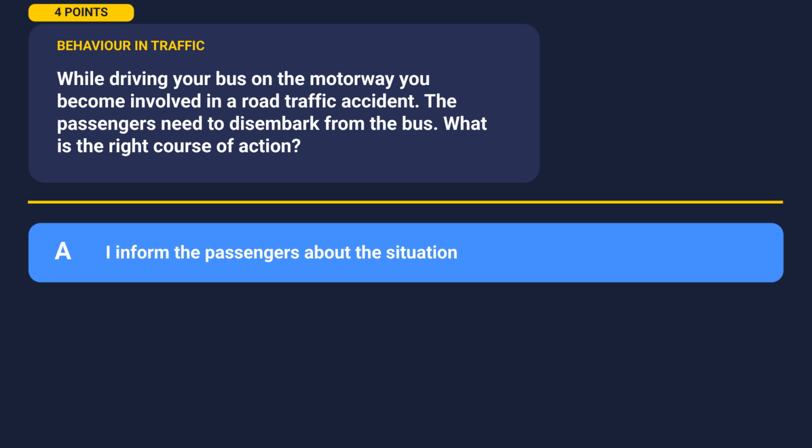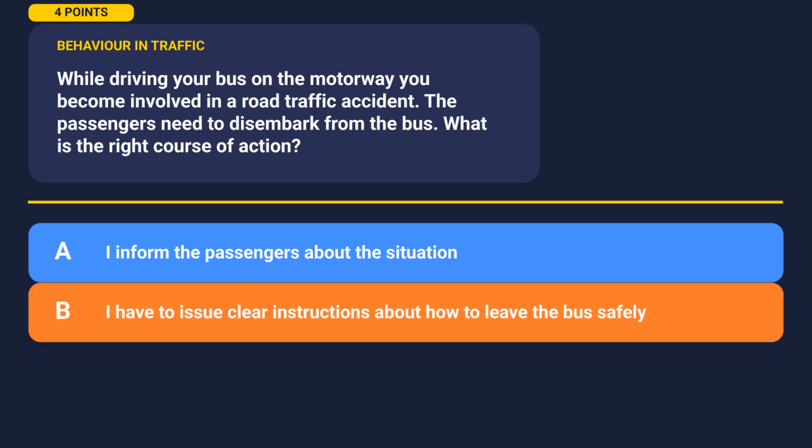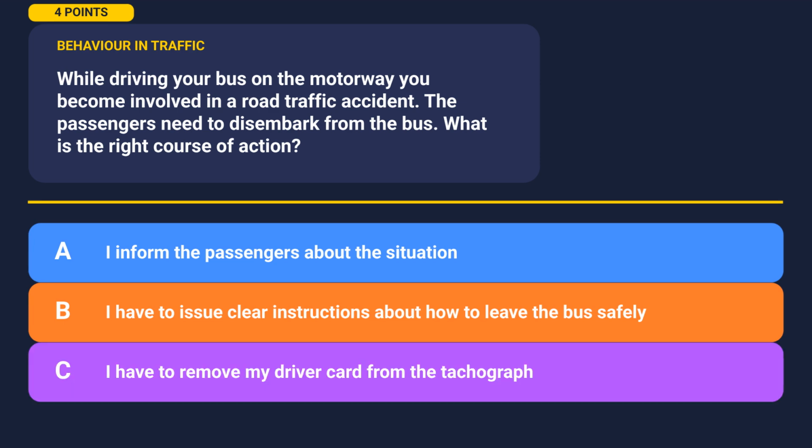Option A, I inform the passengers about the situation. Option B, I have to issue clear instructions about how to leave the bus safely. Option C, I have to remove my driver card from the tachograph. Take your time, pause the video, and think it through. Hit play when you're ready.